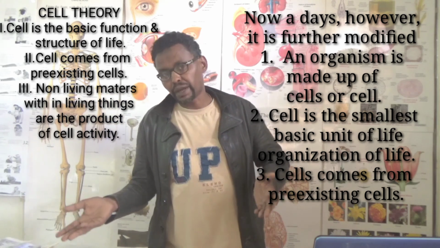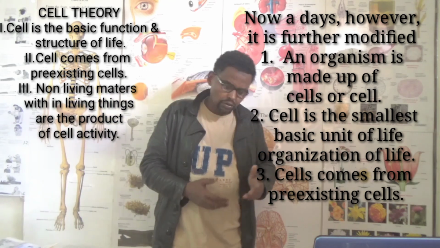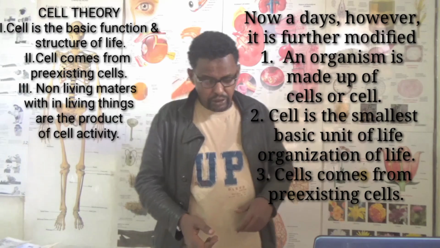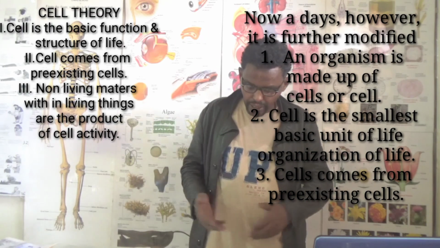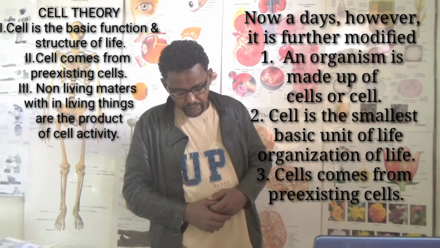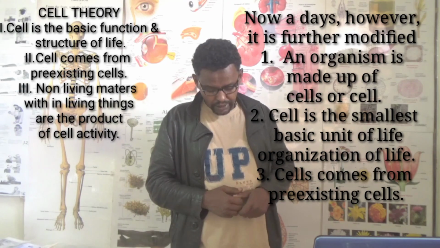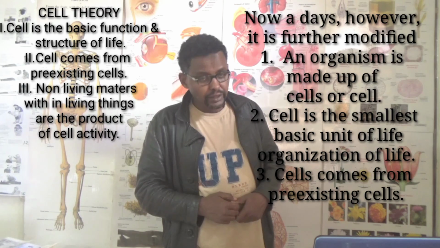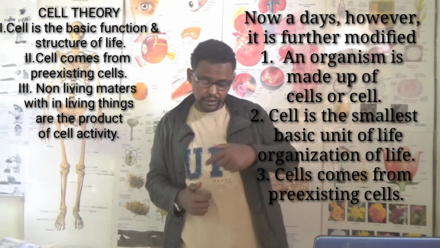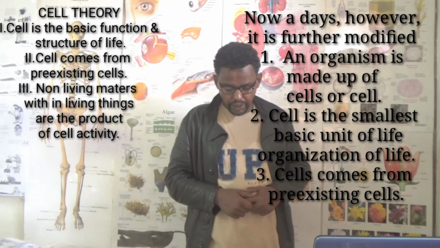They don't exist by accident, that means. So those statements are cell theories. Actually, these days, like I said earlier, these three statements are cell theories. Cell is the smallest basic unit of life, organization. Cell comes from pre-existing cells, it's still maintained, and organisms are made up of one or more cells.